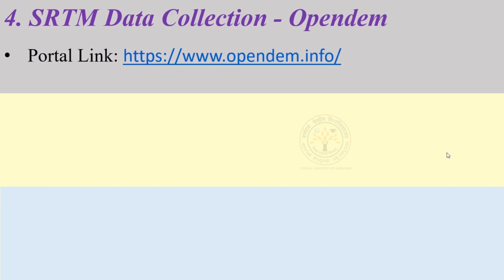The fourth one is collection of SRTM data from OpenDEM portal. SRTM stands for Shuttle Radar Topography Mission. Earth surface elevation information was collected by the Shuttle Radar Topography Mission in the year 2000. The data was collected for the regions from 56 degrees south latitude to 60 degrees north latitude, and this information is given in the form of contours. The web link for the page is mentioned here. You can use it to go to the web page.